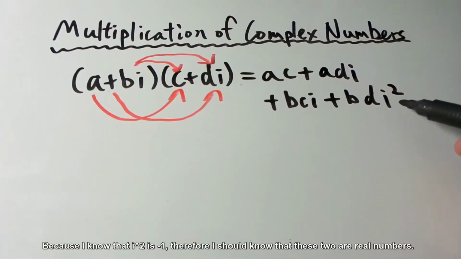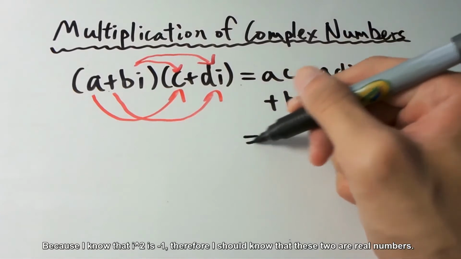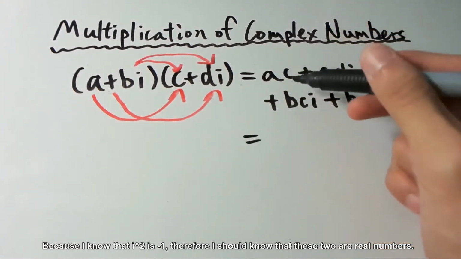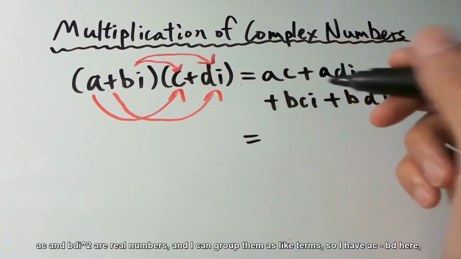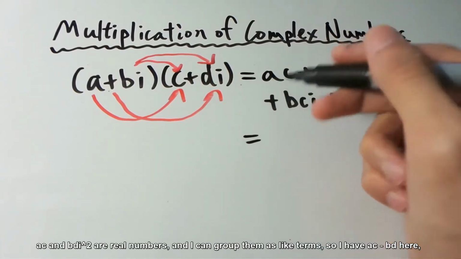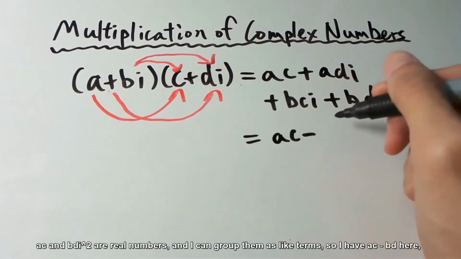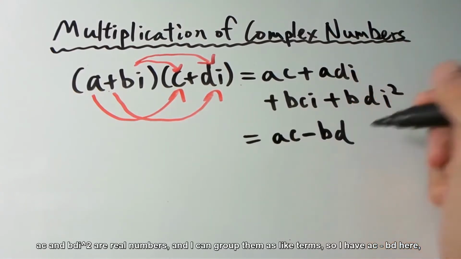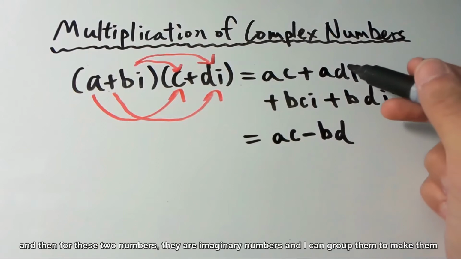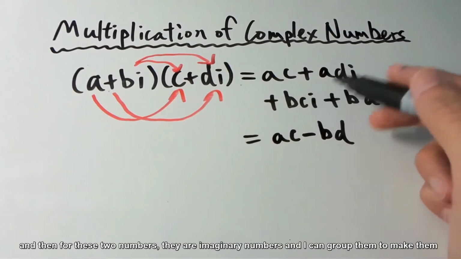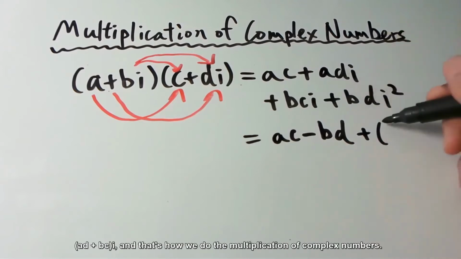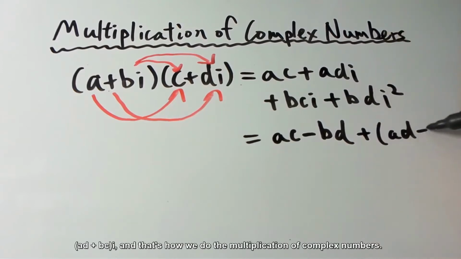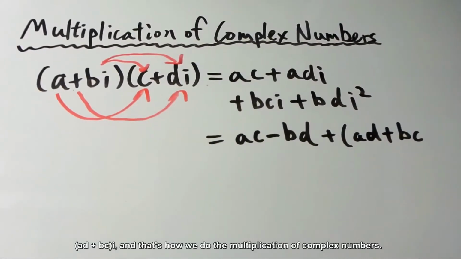And now I need to simplify this a little bit because I know that i squared is minus 1. Therefore, I should know that these two are real numbers. ac and bdi squared are real numbers, and I can group them as like terms. So I have ac minus bd here. And then for these two numbers, they are imaginary numbers, and I can group them to make them ad plus bc i.